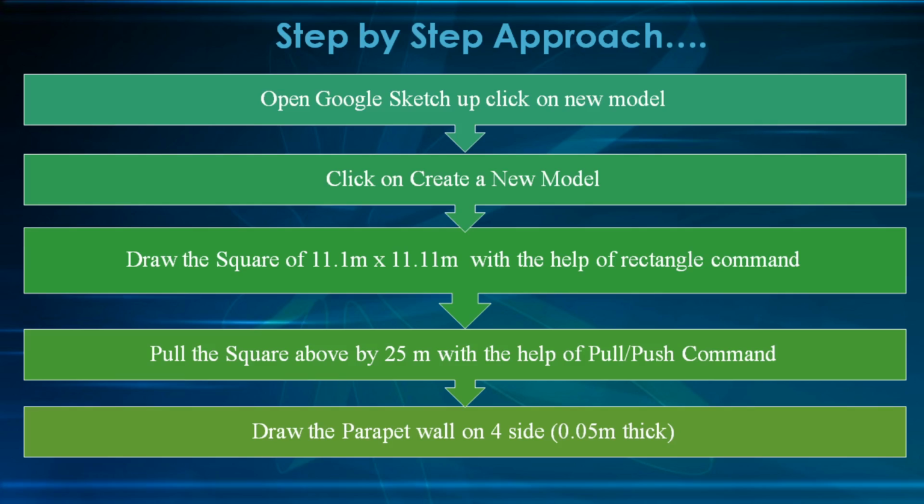Step-by-step approach. First, we need to open Google SketchUp, click on new model, and create a new model. Then we need to draw a square of 11.1 meter by 11.1 meter with the help of the rectangle command. Then we need to pull the square up by 25 meter height with the help of the push/pull command. Then we need to draw the parapet wall on the 4 sides. The thickness of the parapet wall is 0.01 meter and the height of the parapet wall is 1 meter.